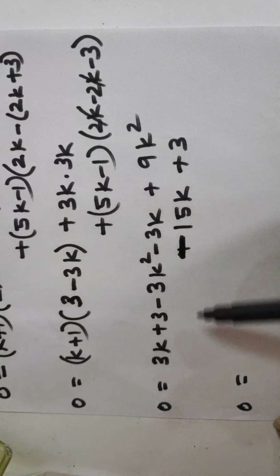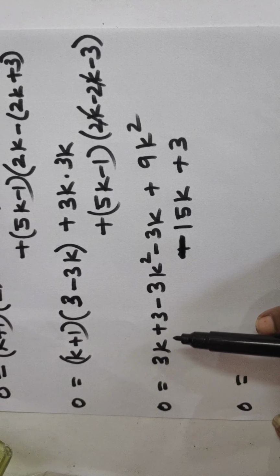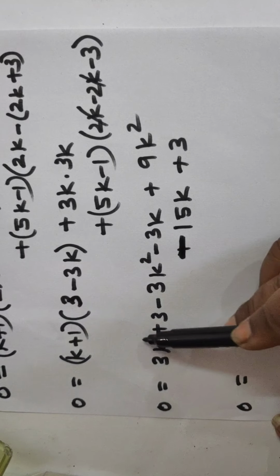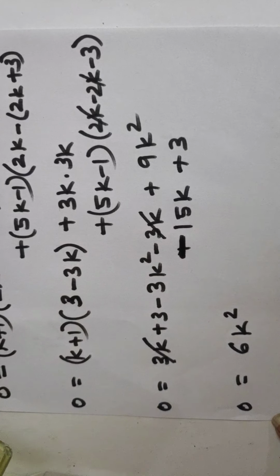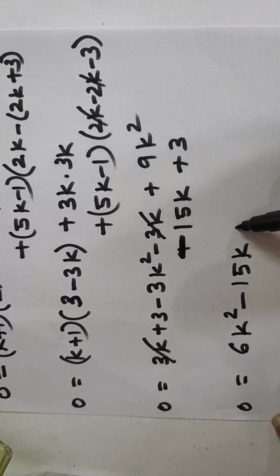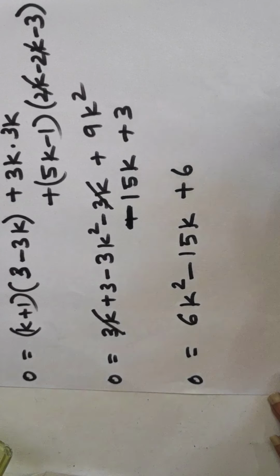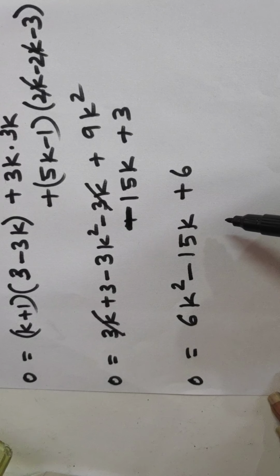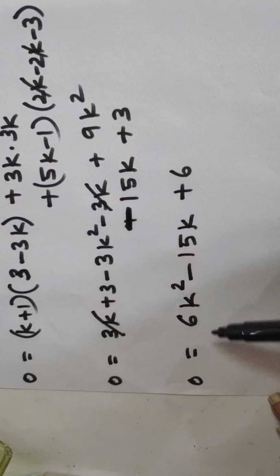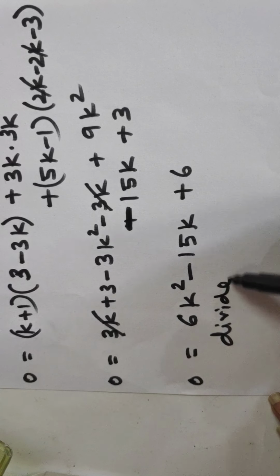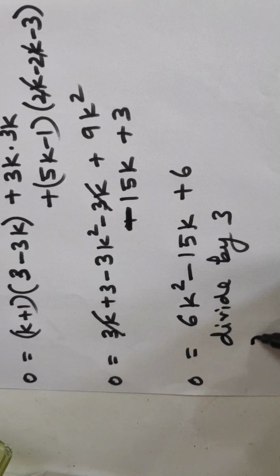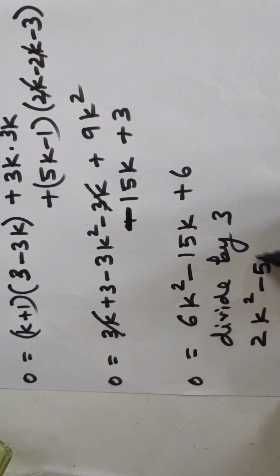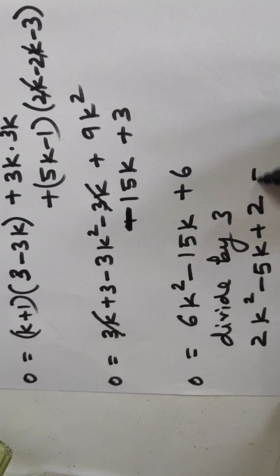0 is equal to, so it will be minus 3k and plus 3k, it will be cancelled out, and 9k square minus 3k square, that is equal to 6k square, and minus 15k, and 3 plus 3, that is plus 6. Or we can write, since we can divide this complete equation by 3, let's divide by 3. So now we have the equation 2k square minus 5k plus 2 is equal to 0.